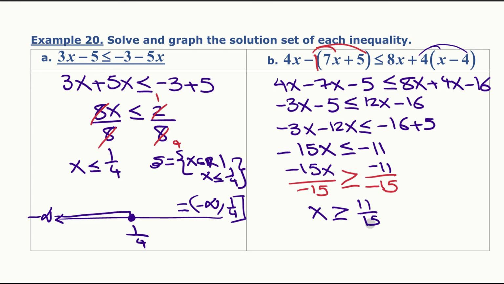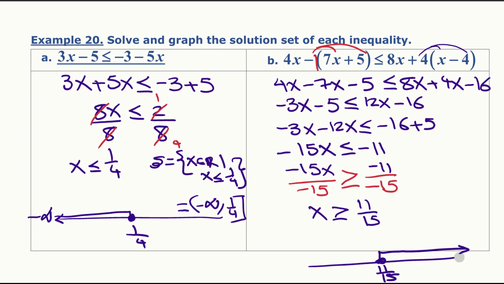All right, so basically we have 11 over 15 on the graph, and we're going to want a closed circle, and then greater than means we're going to want an arrow to the right.